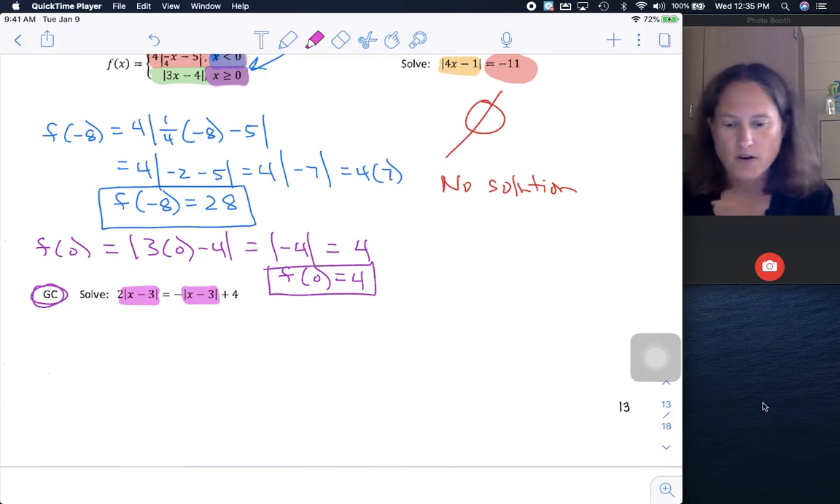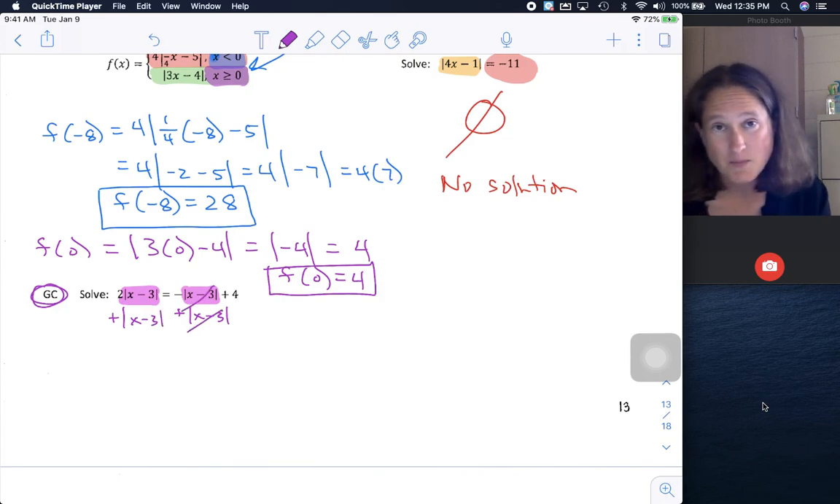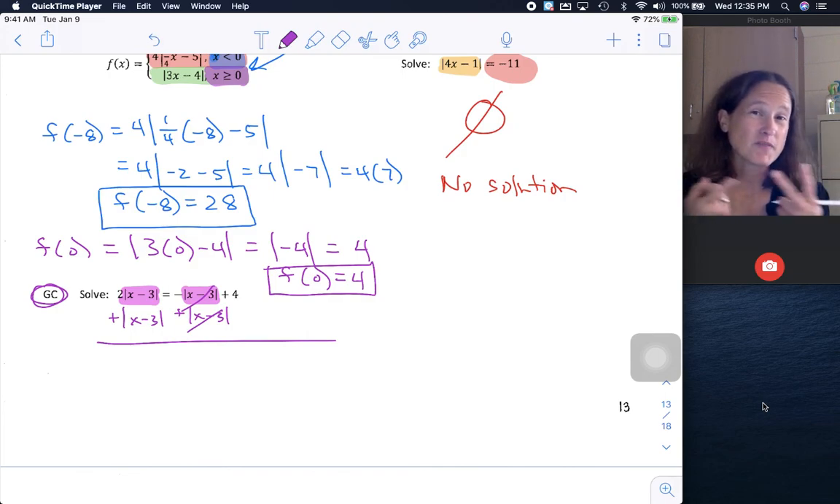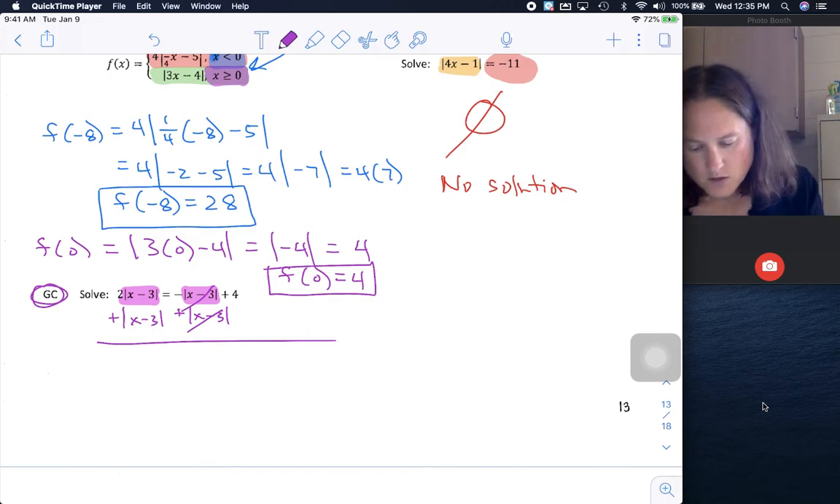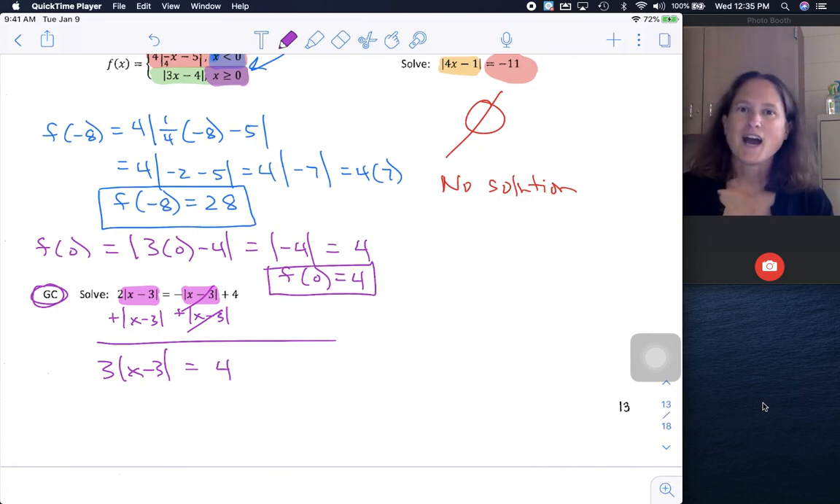They like each other. So what you're going to do is add the absolute value of x minus 3 to both sides. And what ends up happening, if I have 2 of something and I add 1 of something, I've got 3. So this would be 3 of that something, and the something turns out to be the absolute value of x minus 3. Okay. Now you just have to worry about isolating the absolute value bar.